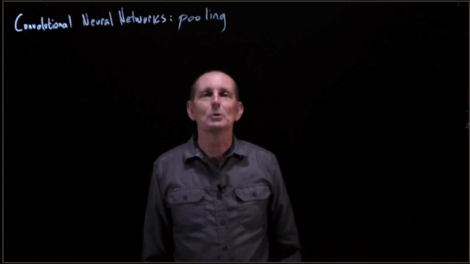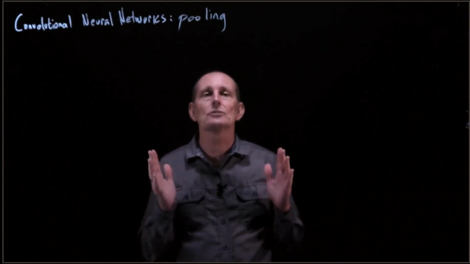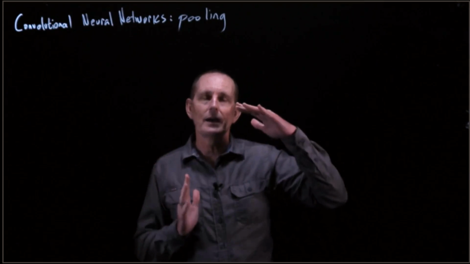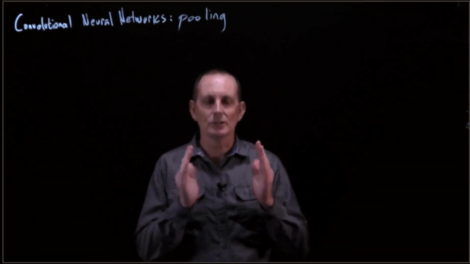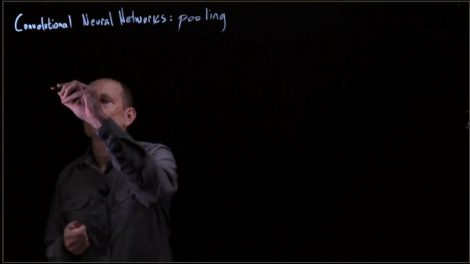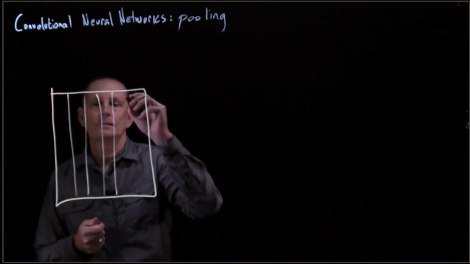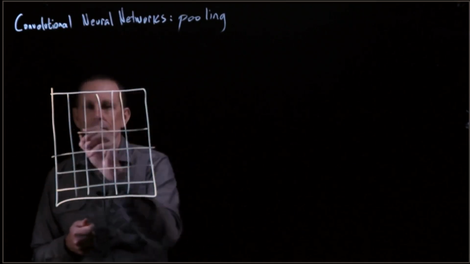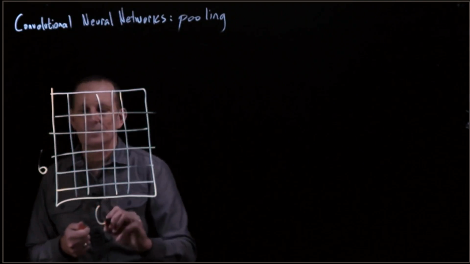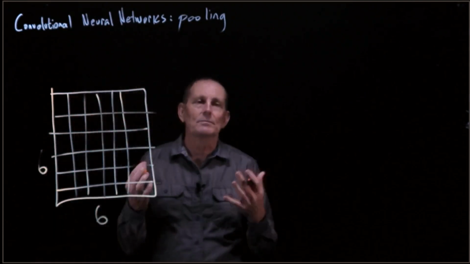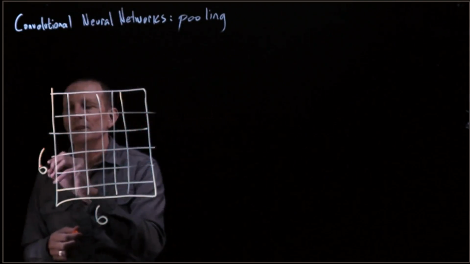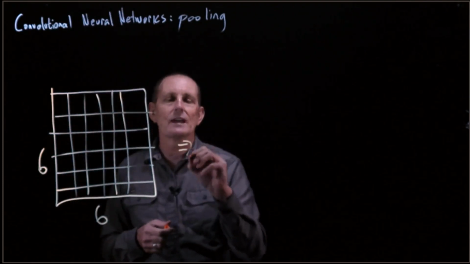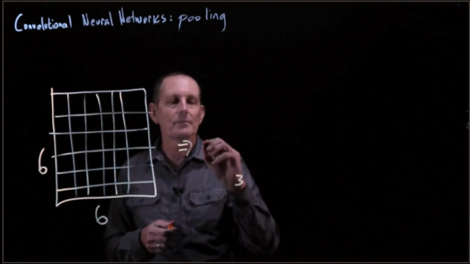One thing that's useful is pooling. This is a layer in a convolutional neural network that will go ahead and reduce the spatial dimensions. So we've got a 6 by 6. And this can be much bigger, but we're just giving an example. So we've got a 6 by 6, and we want to shrink this down into a 3 by 3.